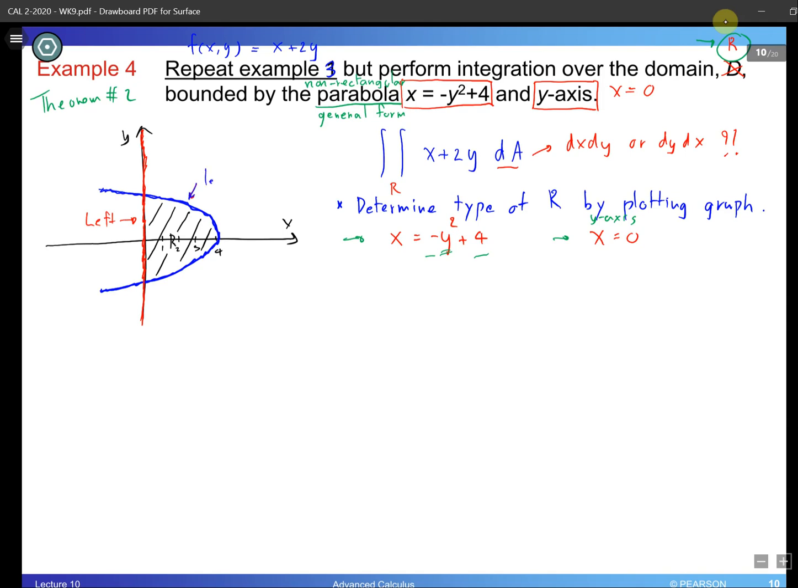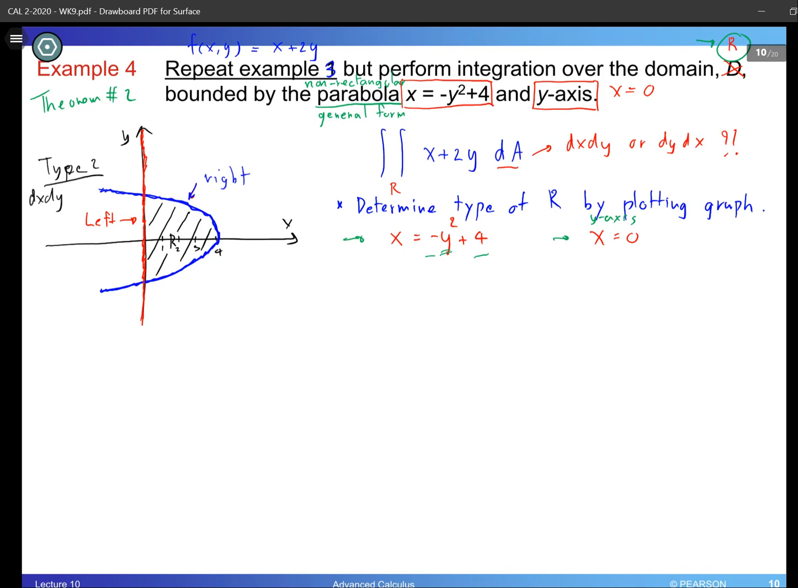So to me, I see this one as the right curve of this region, the right border. So left and right means that this is going to be type 2. After seeing this region and the curves, I know it's type 2, and type 2 is going to be dx dy, based on the formula in Fubini's theorem number 2.